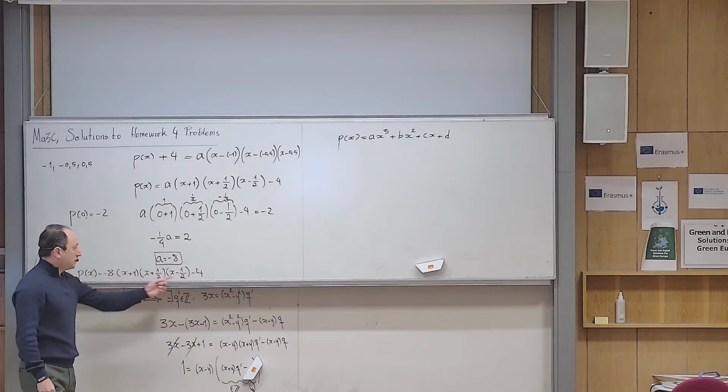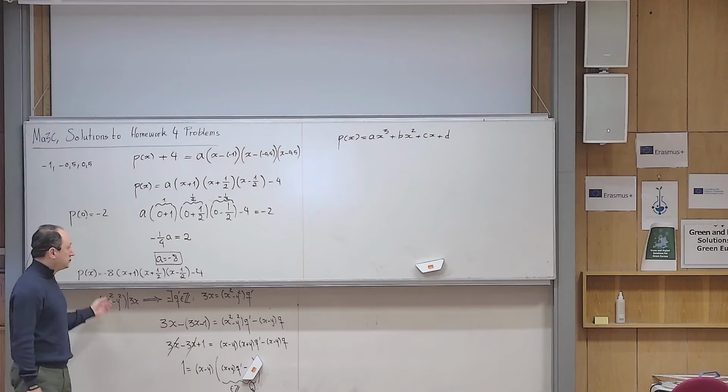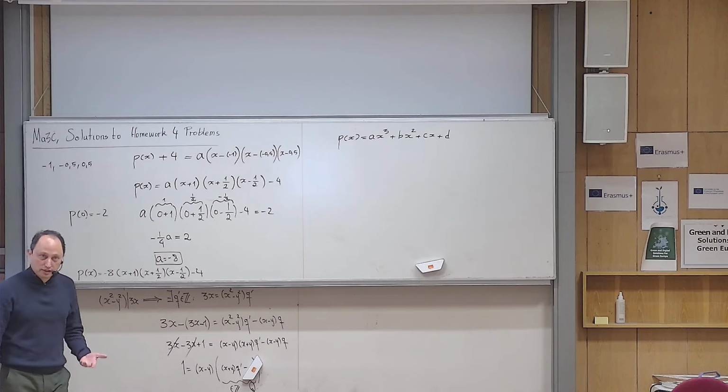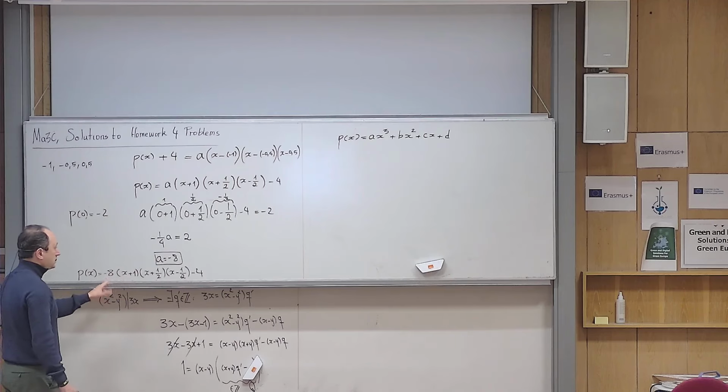What is the best way to multiply? You see a conjugate pattern here. It is better to use the conjugate pattern. No one will force you. You can multiply this by this, find the answer, multiply the answer here. But if you want to do it more efficiently, and it is good to learn how to do things efficiently, I will multiply these two first, and then multiply by this, and minus 8 and minus 4.